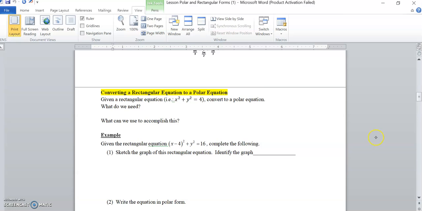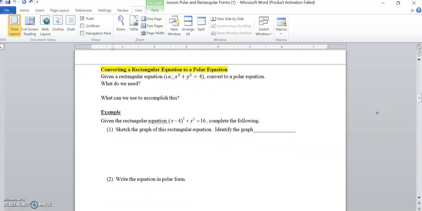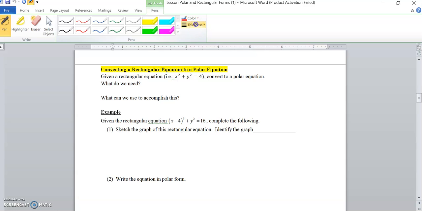Let's start off easy. Here's an easy circular equation. We've got x squared plus y squared is 4. So it's a circle centered at the origin with a radius of 2. So we know what we're looking for. It says, what do we need? And then let's go to pen. In order to get this into a polar equation, the overarching theme here is we need to solve for r in terms of theta. So I'll write that.